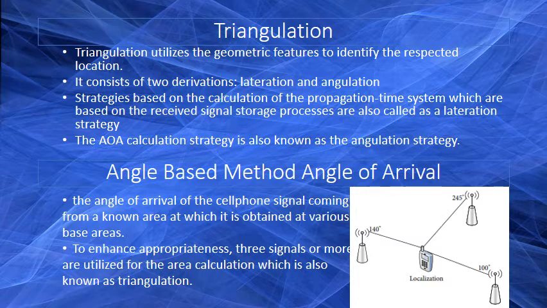And then the angle based method, angle of arrival. In this method, the angle of arrival of the signal from the cell phone to the various base reference points, you get to know the distance to each of the reference points, and hence the position of the object is calculated. And to enhance the accuracy, three or more signals are utilized in this calculation, and this can also be called triangulation.